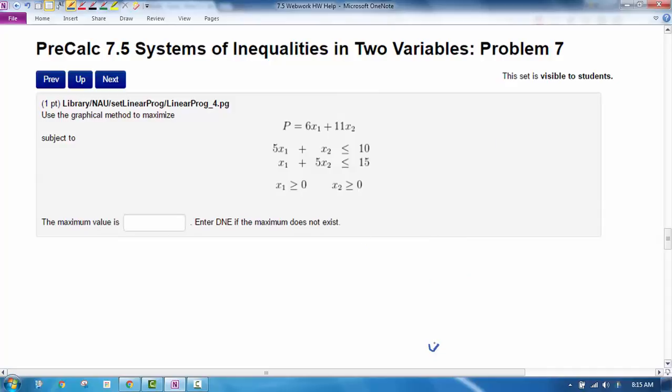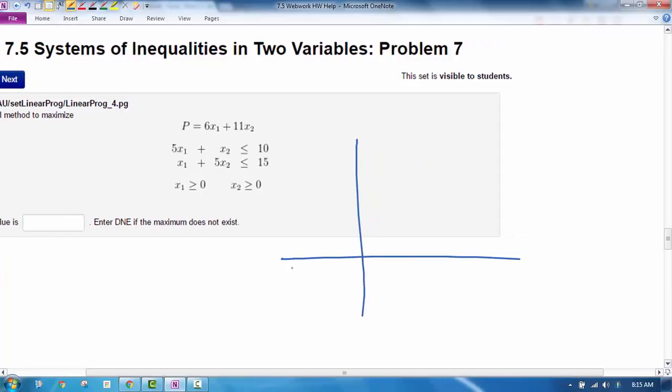Okay, this next problem is similar to the last one where we're given an equation we need to maximize and we're given some other equations we need to graph. So the best way to graph these is by choosing 2 points. For the first one, if you plug in 0 for x1, this would be the x1 axis, this would be the x2 axis. When you plug in 0 for x1, you get 10 for x2. So (0, 10) is up here. And then plug in 0 for x2, and you get 2 for x1. So here's the first equation right there.